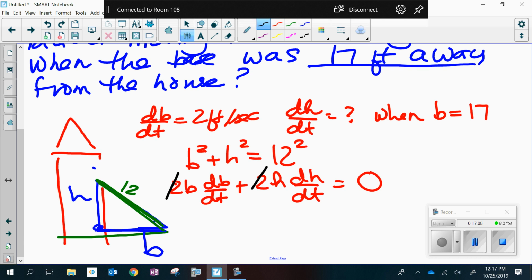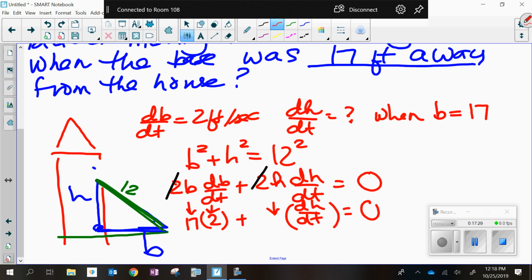Still 0. Okay, so now can we plug in? What do we know? b equals 17. Okay, db/dt is 2. What's h? You can't have 2 question mark. dh/dt is the question mark. Is it though? How?